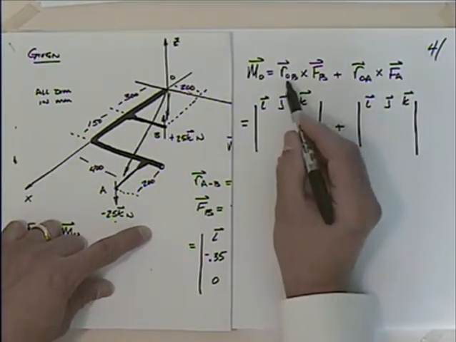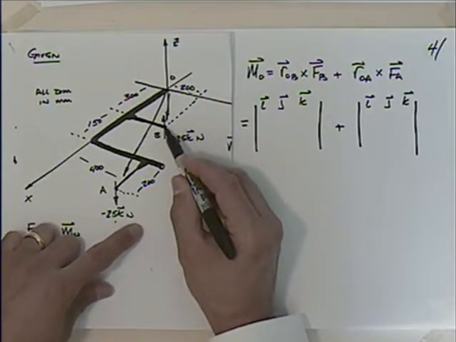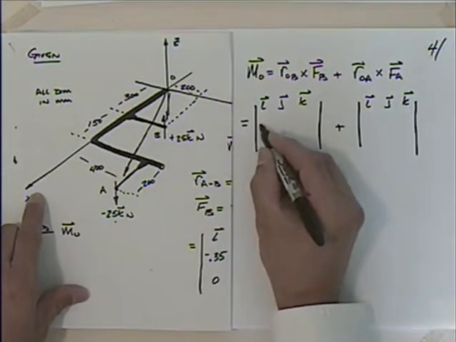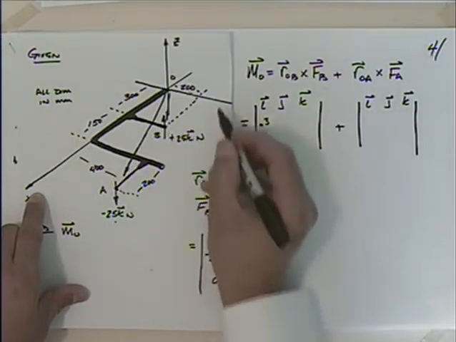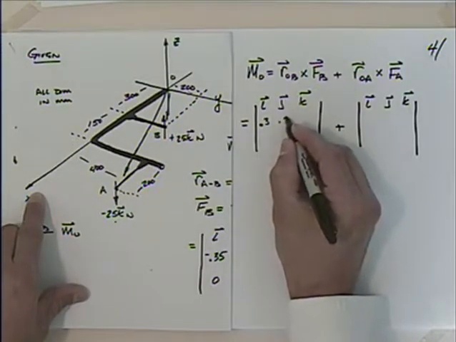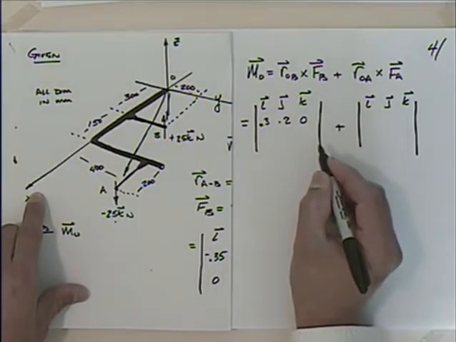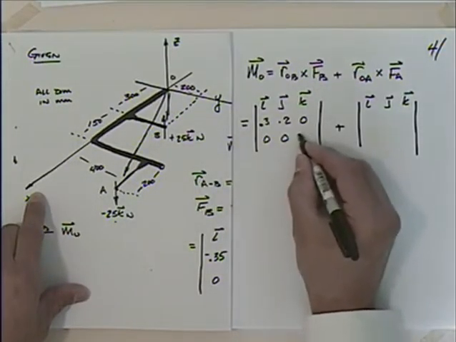So let's see. You imagine yourself at O. How do you get to B? You're going to have to go 300 in the X, right? So that's 0.3. How far are you going to have to go in the Y? This is Y. So you're going to have to go 200, 0.2. And that is 0, right? And when you get there, what's F sub B? That's 0, 0, and 25.